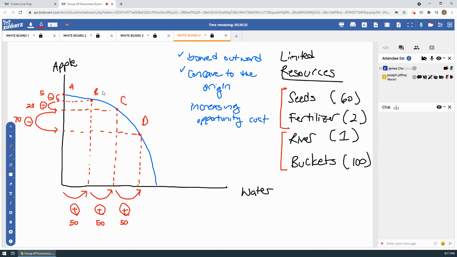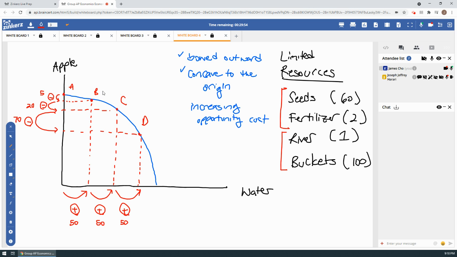Very good. That's the story of what we're trying to get at here. Okay, so the two products are very, very different, and it looks like the resources don't get in the way of each other. I mean, seeds and fertilizer for apple, river and buckets for water. But it's always the case. Whenever we have limited resources, there's going to be opportunity cost. And here, even when the two products are very different from each other, there's going to be this idea of increasing opportunity cost.